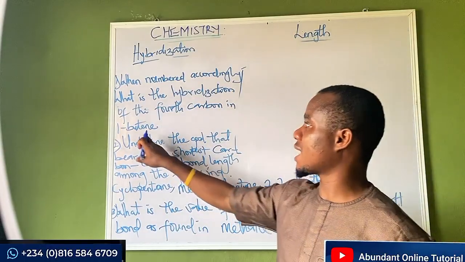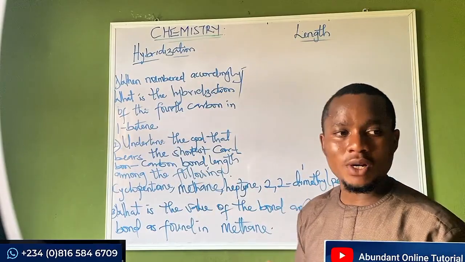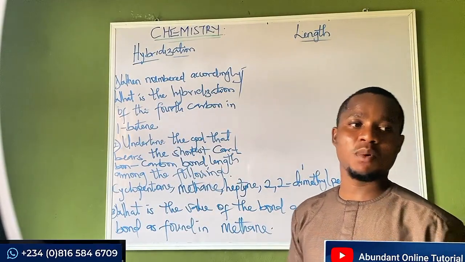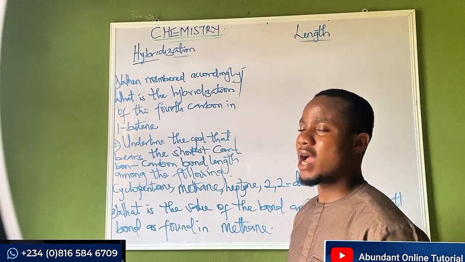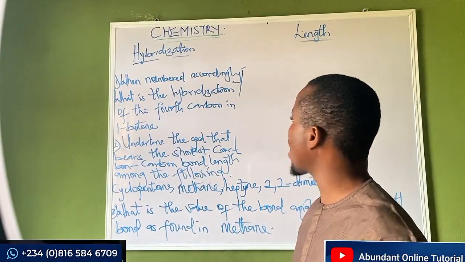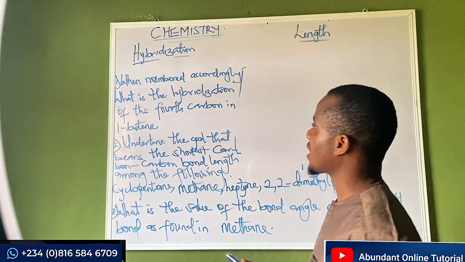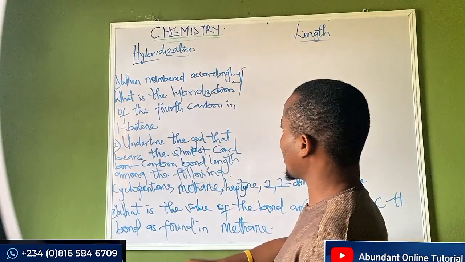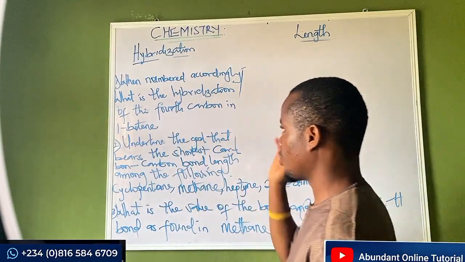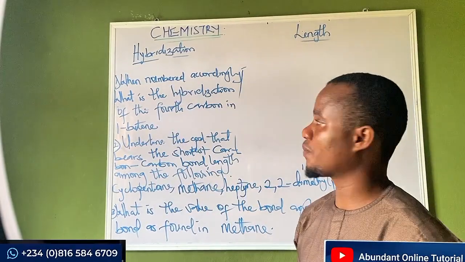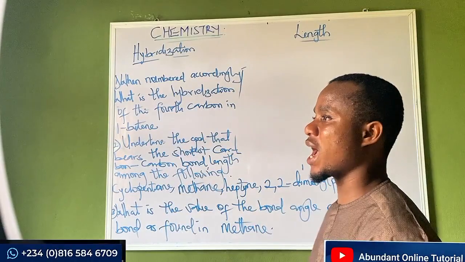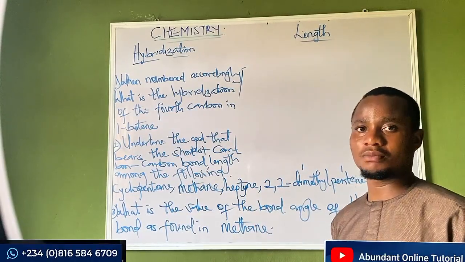If you see anything like ENE, know that it belongs to the group alkene. If you see YNE, it belongs to the group alkyne. And if you see ANE, it belongs to the group alkane. So this one says that when numbered accordingly, what is the hybridization of the fourth carbon in 1-butene? And take note that "but" in organic chemistry means 4. That means we have 4 carbon.